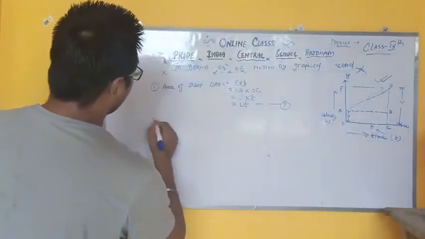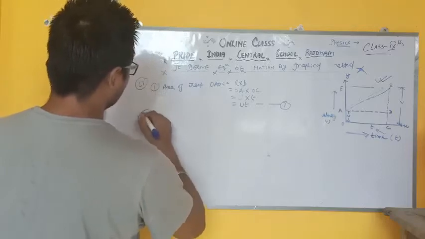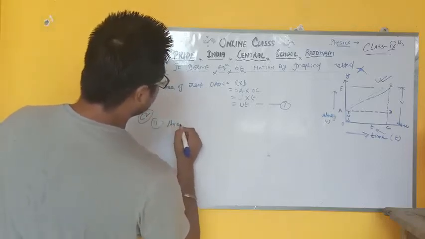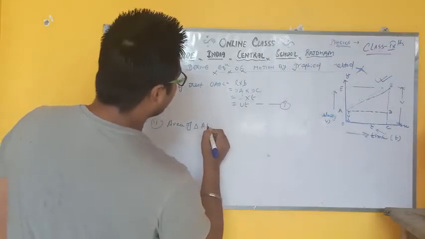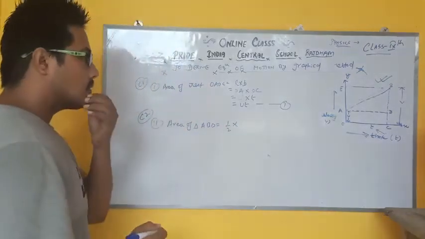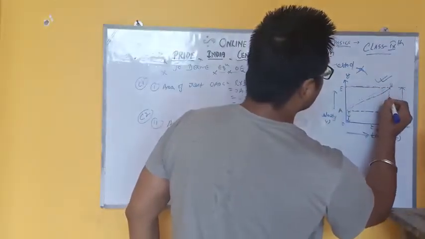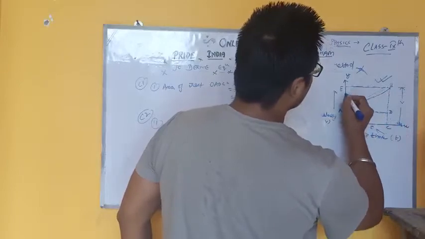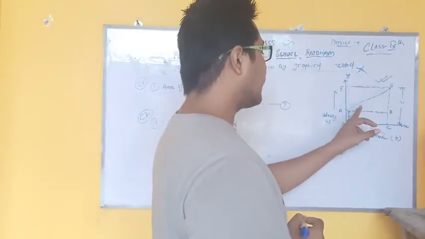So second case. This is C1, this is C2. Area of triangle ABD is equal to half into, see, this is the whole rectangle.